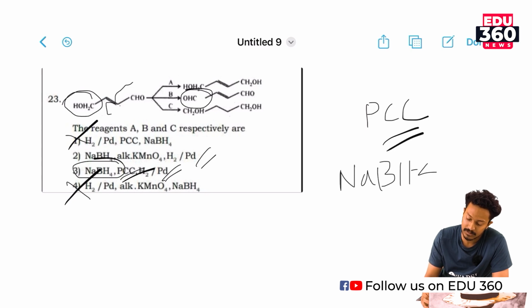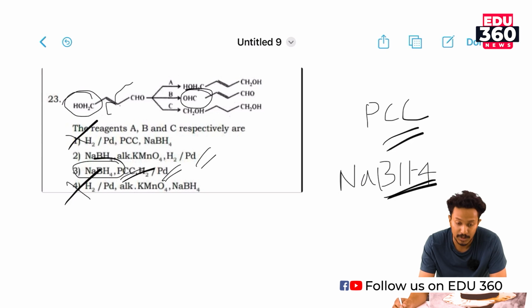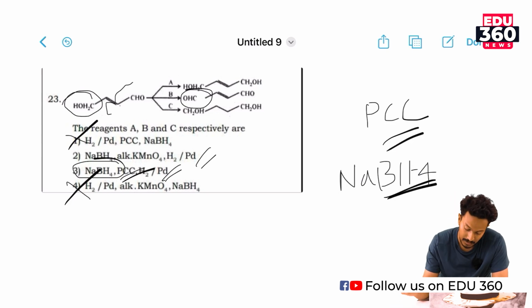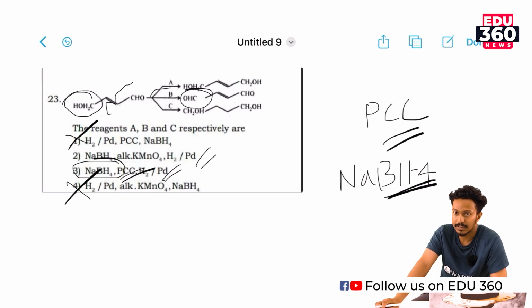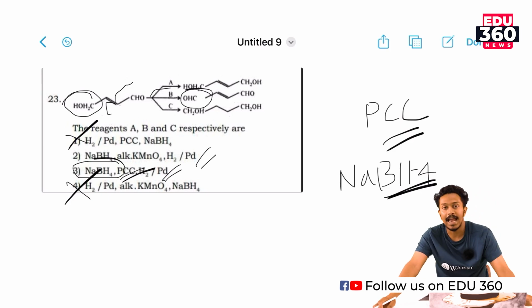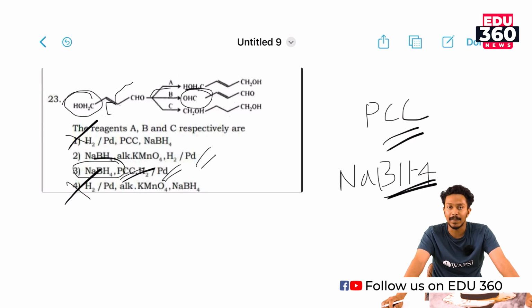So the correct option for this question would be option number 3, isn't it? This aldehyde is first converted to an alcohol through the NaBH4 reducing agent, sodium borohydride, and this alcohol is oxidized to aldehyde through pyridinium chlorochromate, and the alkene is reduced through palladium catalyst along with H2, which gives a diol. So the correct option would be option number 3, NaBH4, PCC and hydrogen over palladium.